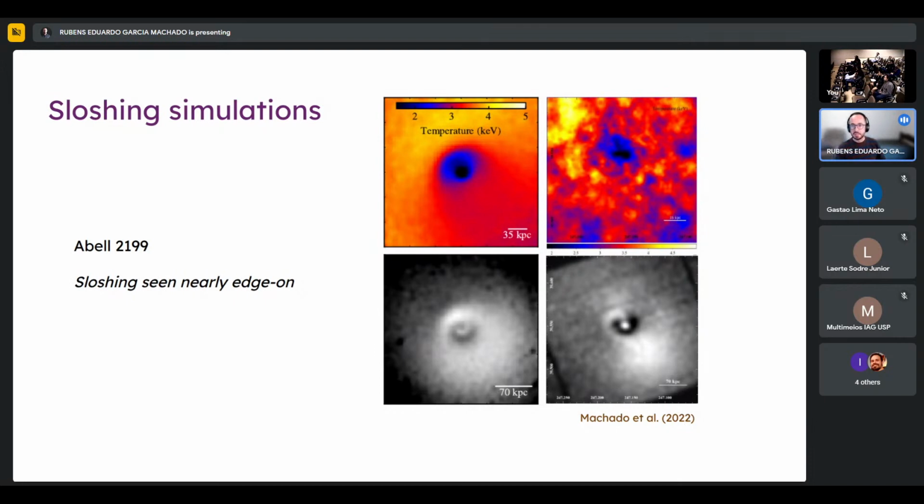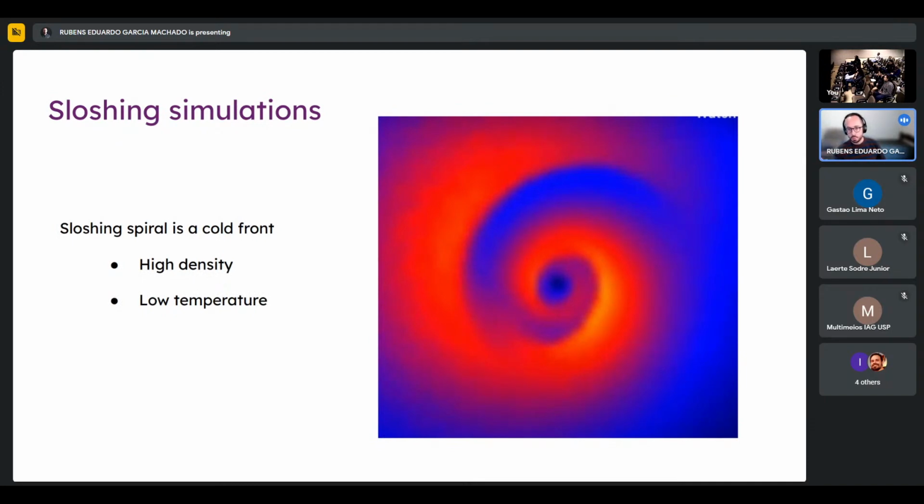Okay, so these are just some examples of what we can do with simulations of sloshing spirals. So what matters for our approach here today is that this sloshing spiral is a cold front. It is a region with higher gas density and lower gas temperature than its surroundings. And then the question is, what happens to the process of rim pressure stripping when a galaxy, for example, crosses this region? So if a spiral galaxy had approximately this trajectory, entering and then exiting this region of overdense gas, what would be the implications for rim pressure stripping?